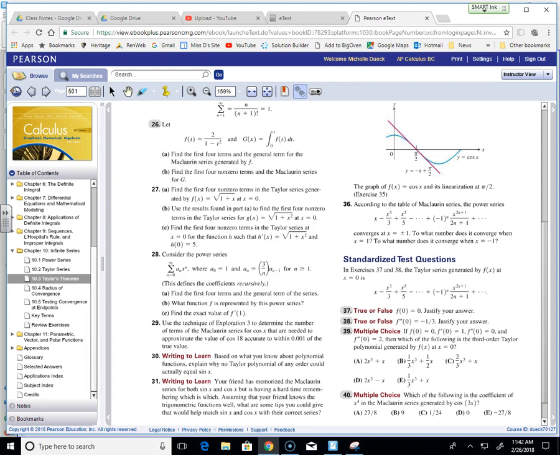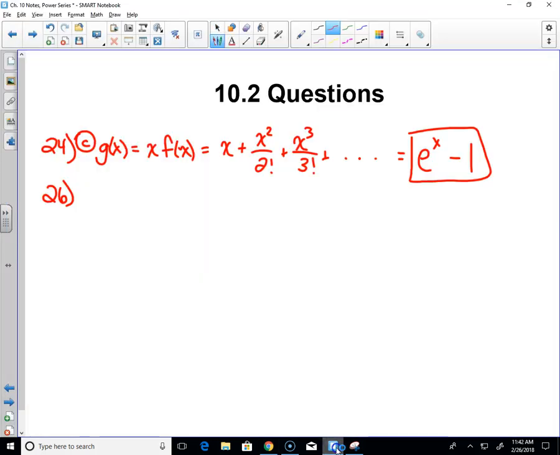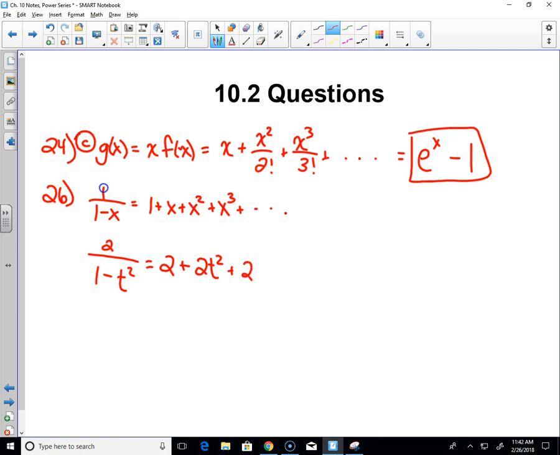Okay, so hold on, let's start with 1 over 1 minus x. Who is that guy? Geometric, starting at 1 and multiplying by x each time, right? So when I have 2 over 1 minus t squared, we're multiplying everything by 2. So we start at 2 and then we're multiplying by t squared every time, right? So 2, then 2t squared, 2t to the 4th, 2t to the 6th.